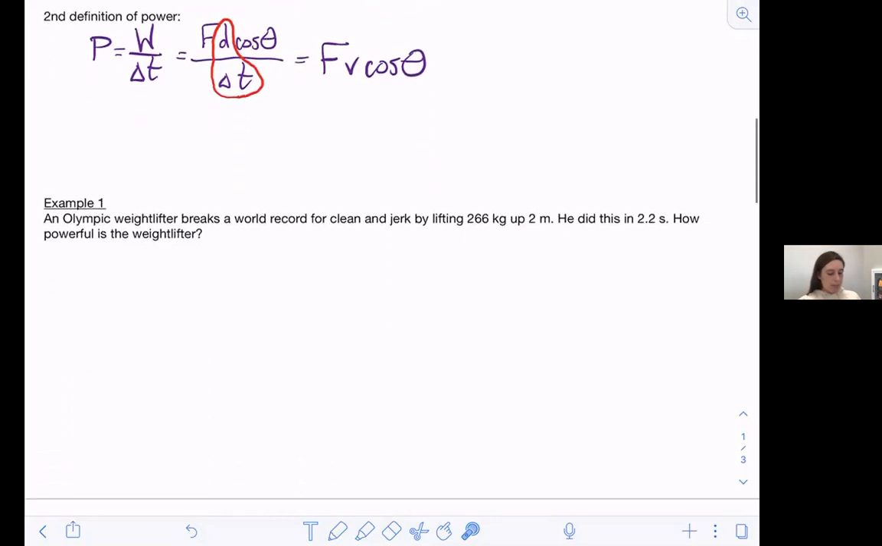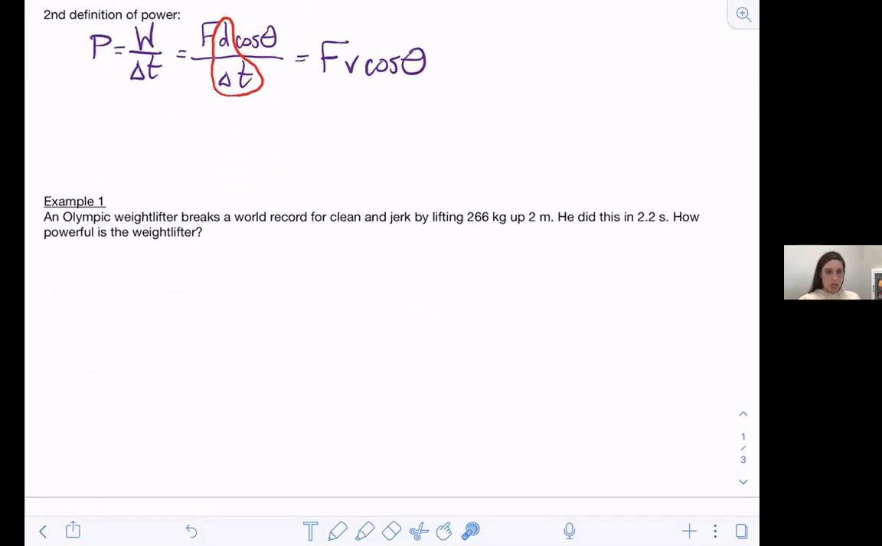Okay, let's do a quick example problem. An Olympic weightlifter breaks a world record for clean and jerk by lifting 266 kilograms up 2 meters. And he did this in 2.2 seconds. So how powerful is our weightlifter? You guys know me, I love a good picture. Here's this gigantic barbell, and here's our weightlifter. He's got his hands on it. He's ready to go. And for the clean and jerk, you don't really have to know what a clean and jerk is in order to solve this problem.